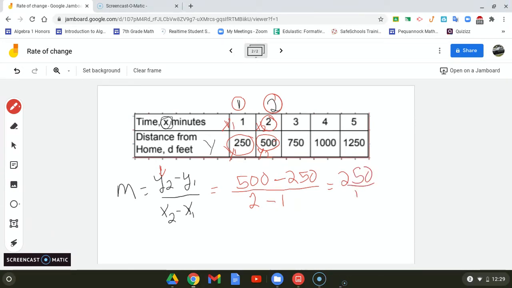So that means our rate of change is 250. And using it in the context of this problem, that means for every 1 minute, we're going to be 250 feet further from home. Okay, so again, our slope in this case, which is our rate of change, is going to be equal to 250. Right? So now we're going to use two other numbers, and we'll see how that works.